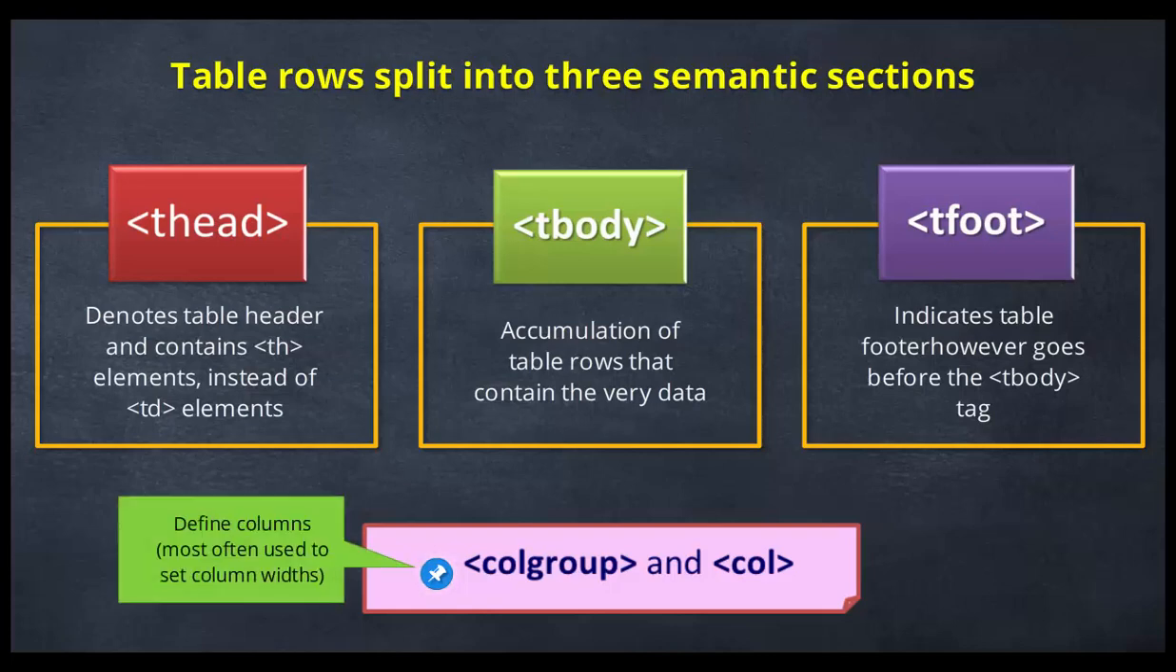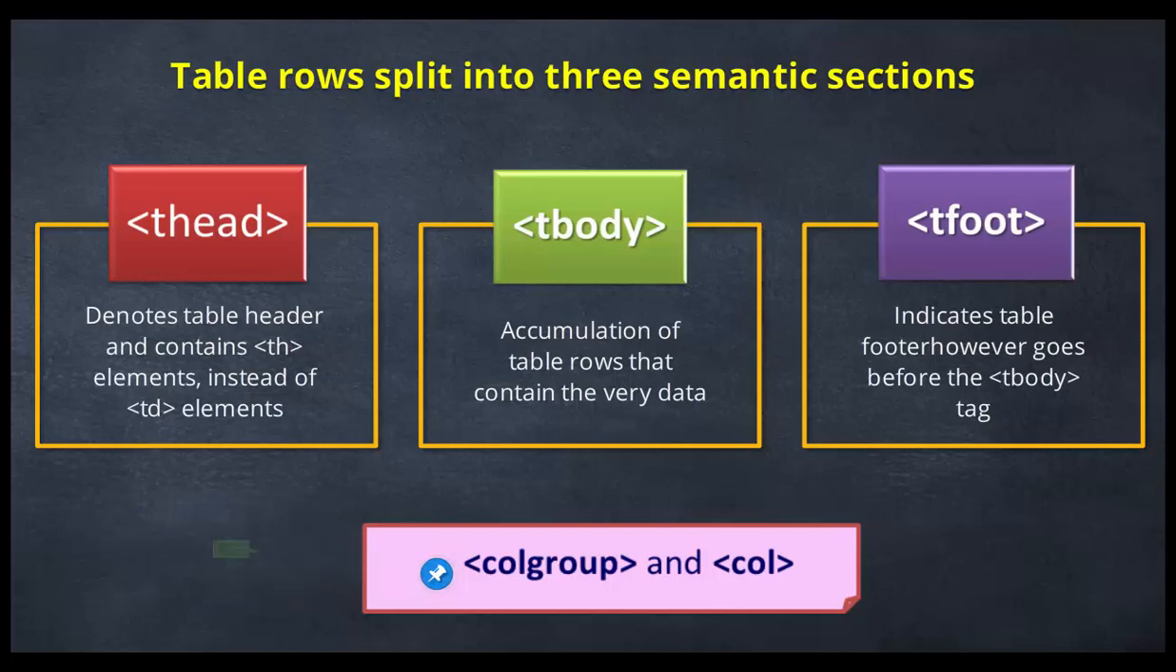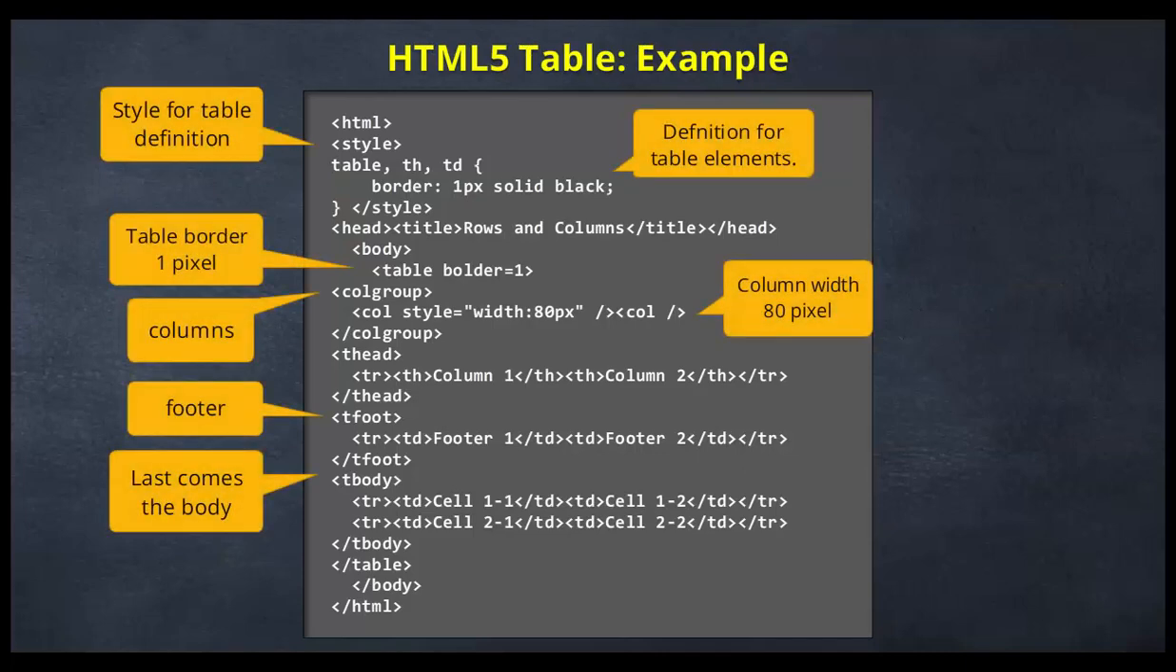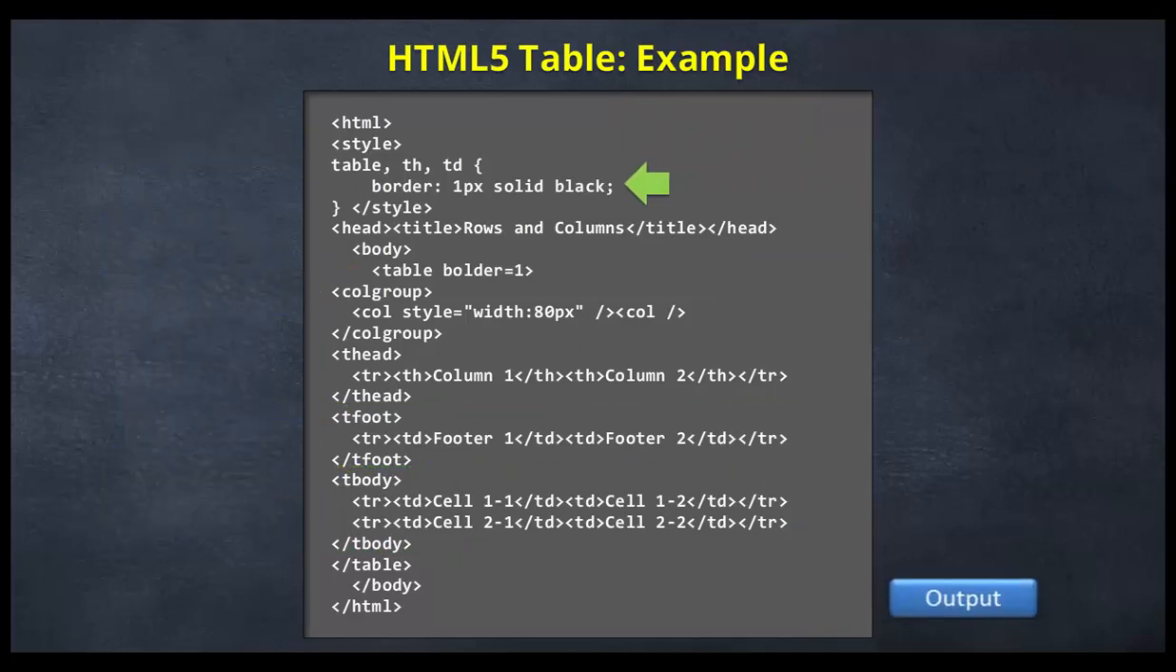Col group and col define columns, most often used to set column width. The following example shows the use of table rows which has split it into 3 sections such as header, body, and footer. At the beginning of this example, define the style for table definition where the border has defined as 1 pixel, solid and black color.